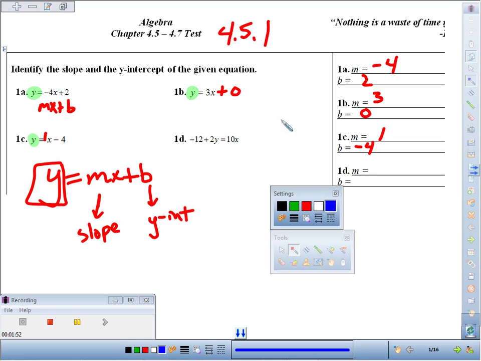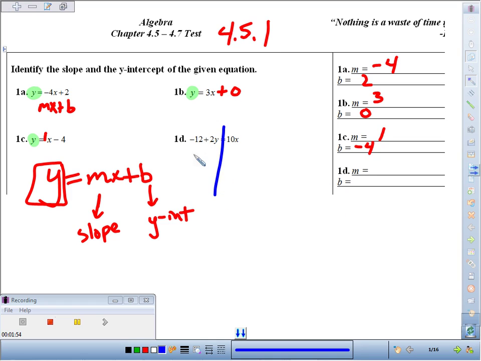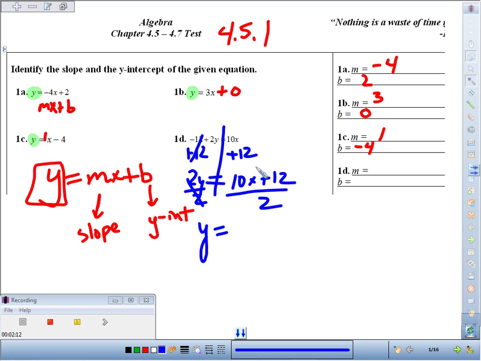So if we look at 1d, I'm going to start by trying to isolate the y, peel off the layers that are furthest away. So I'm going to get off the -12 by adding 12. Then I'll have 2y equals 10x plus 12. Next, to get rid of a times 2, the inverse operation is divide by 2. So we've isolated the y. We'll earthquake and split this into 2 pieces. 10x divided by 2 giving us 5x, 12 divided by 2 giving us 6.